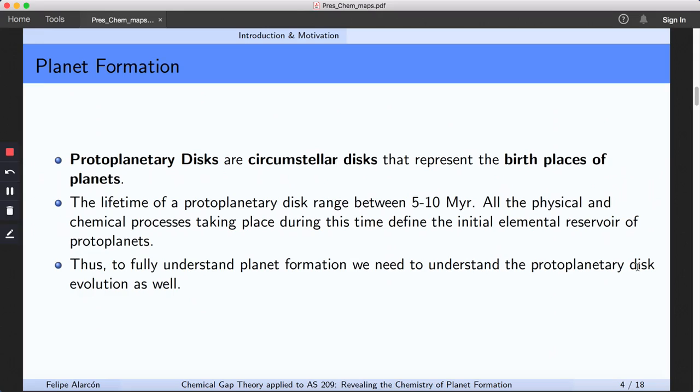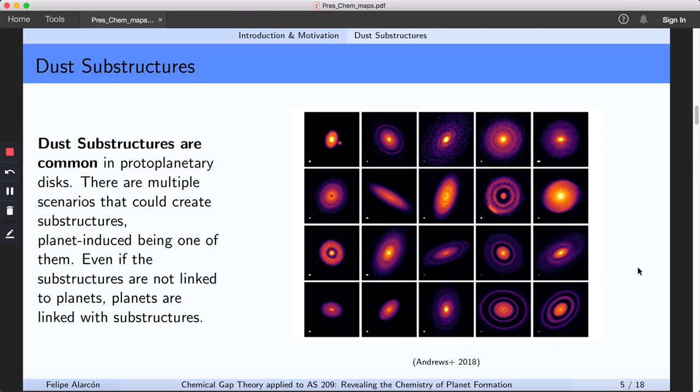So in order to fully understand the planet formation process, we also need to understand how the disk evolves and also how the chemical conditions will be shifting during this 5 to 10 mega year process.